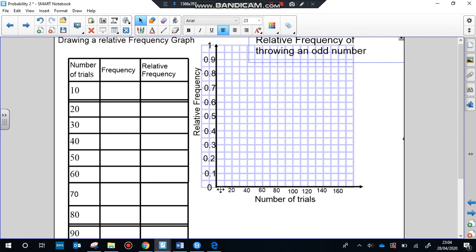On your graph, you need numbers going up to 100 on the bottom, which is our number of trials. And up the side, we've got probabilities or relative frequencies, going up in 0.1s up to 1, which is the highest. What we're going to do is look at the relative frequency of throwing an odd number on a dice. So pause and get those things into your book.